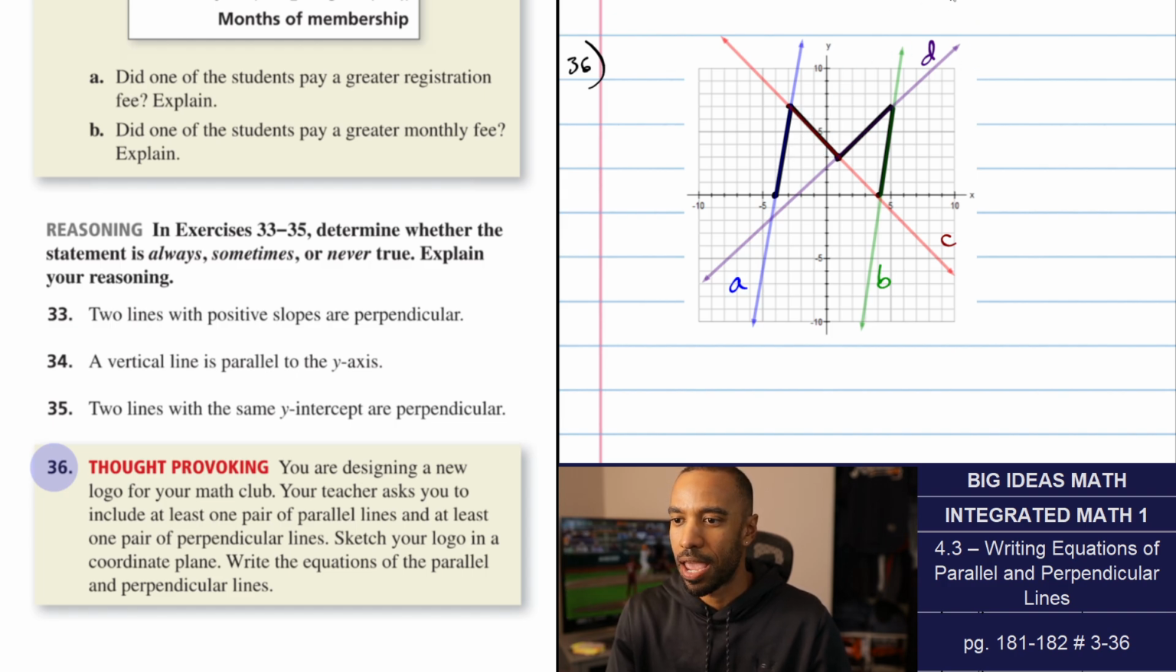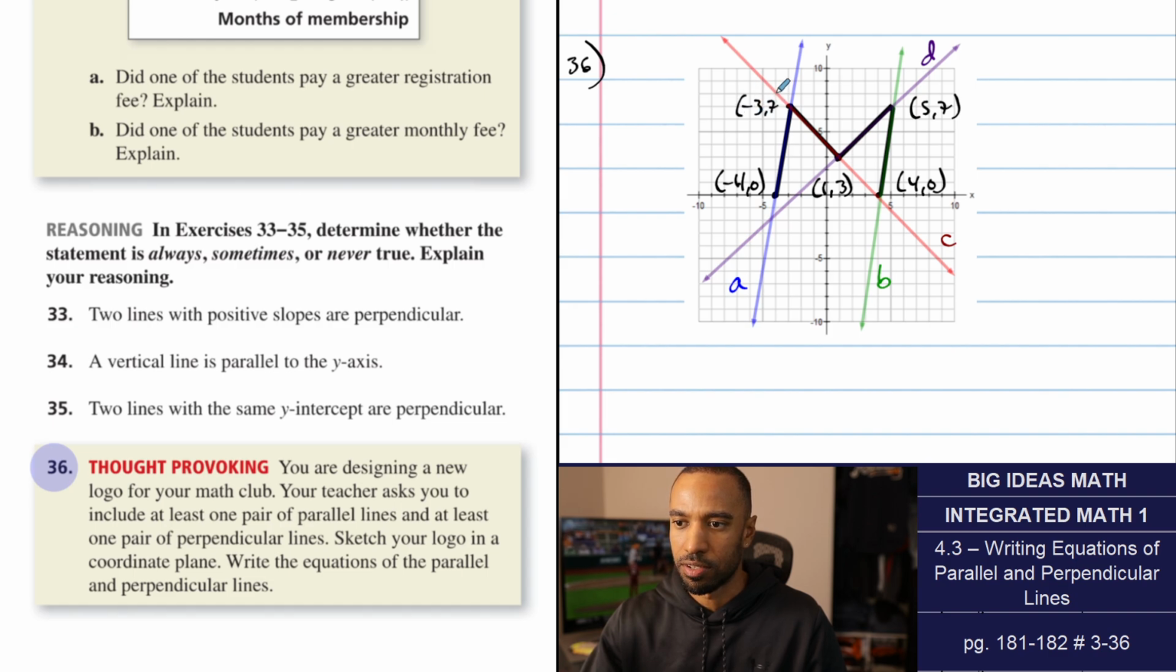Now, I do have ordered pairs that I want to use as well. So this is -4, 0. This is 4, 0. This is 5, 7. I forgot about this one. This is 1, 3, and this is -3, 7.